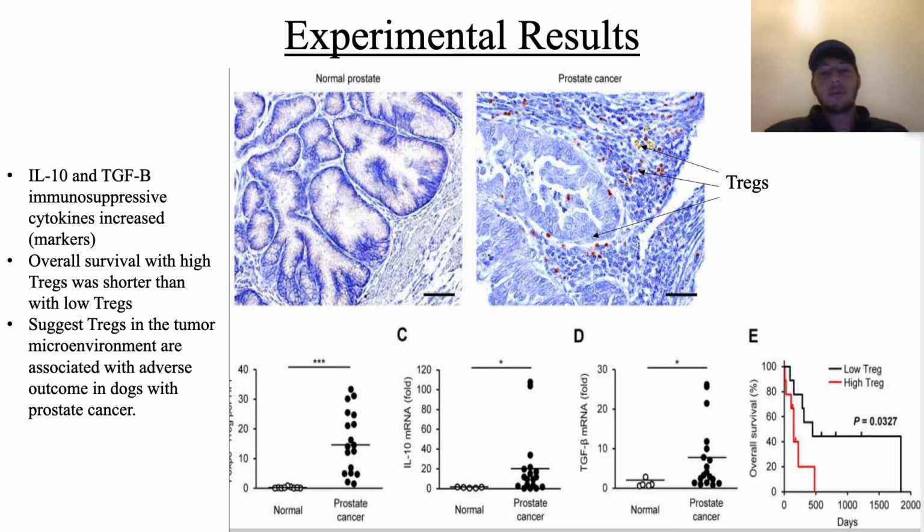So, to get on with my experimental results, there's a lot to go on with this experiment. First off, just to explain, here is a pathology report of a normal prostate versus prostate cancer. The normal prostate looks completely normal compared to the prostate with prostate cancer. You might be wondering, what are these red dots? What really is that? These are regulatory T cells.